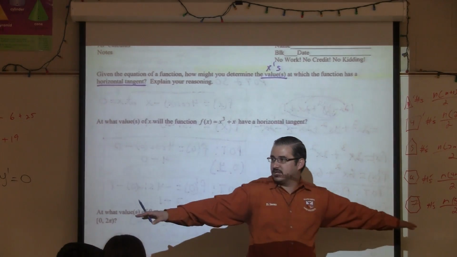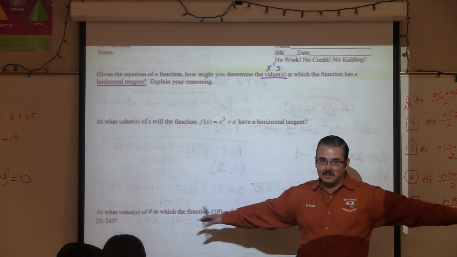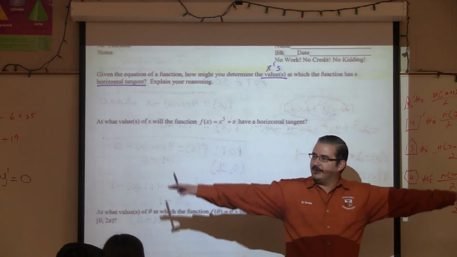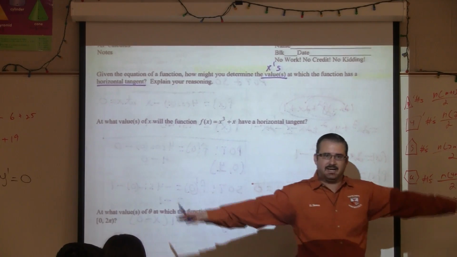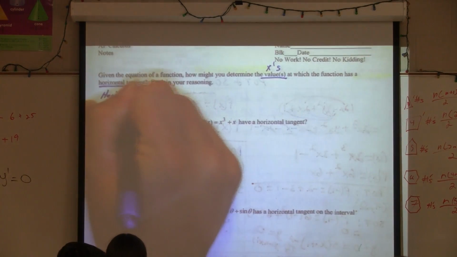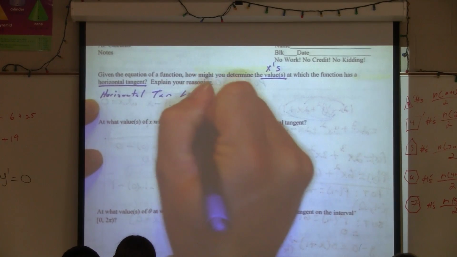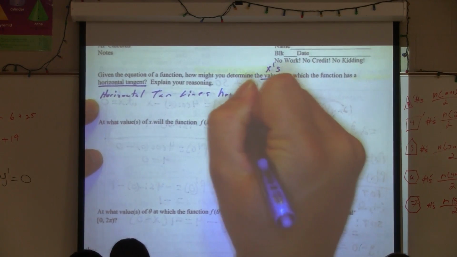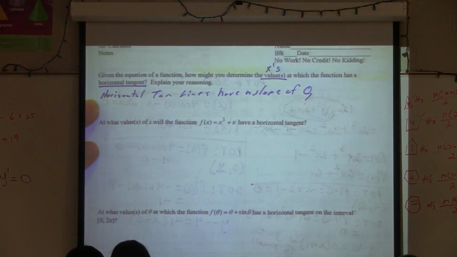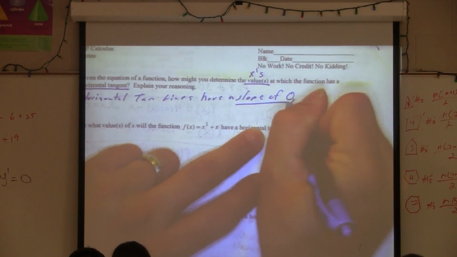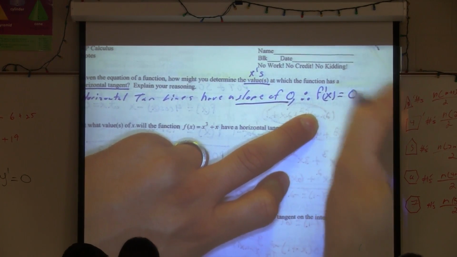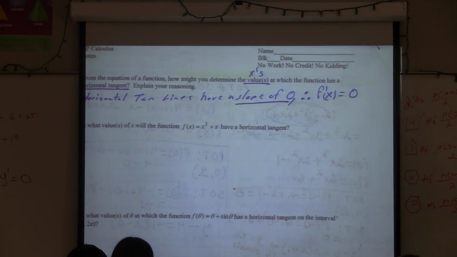If I have a horizontal tangent line, isn't that like a constant function? What would be the derivative of that constant function? 0, right? So anytime I have a horizontal tangent line, it means the derivative has to equal 0. So let's write that down. Horizontal tangent lines have a slope of 0. Since they have a slope of 0, we can say the derivative should equal 0.